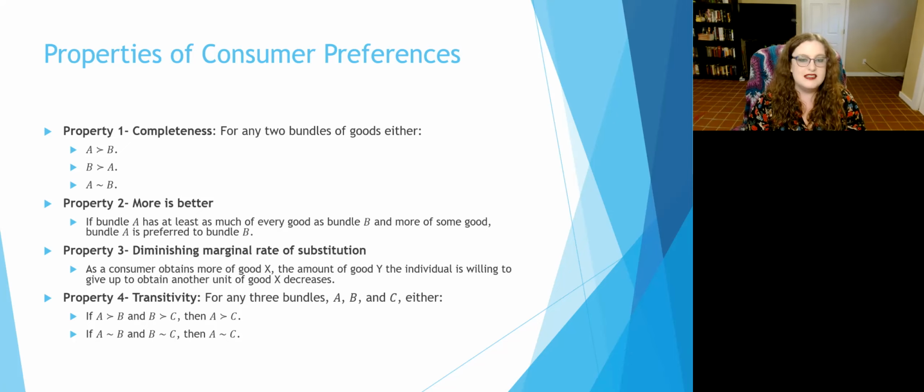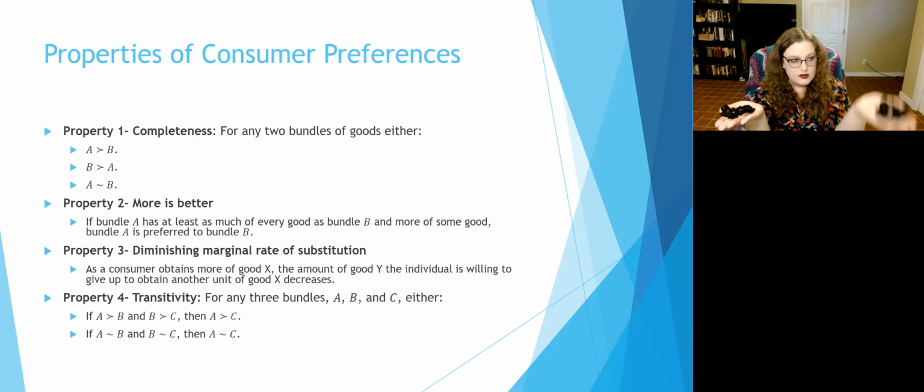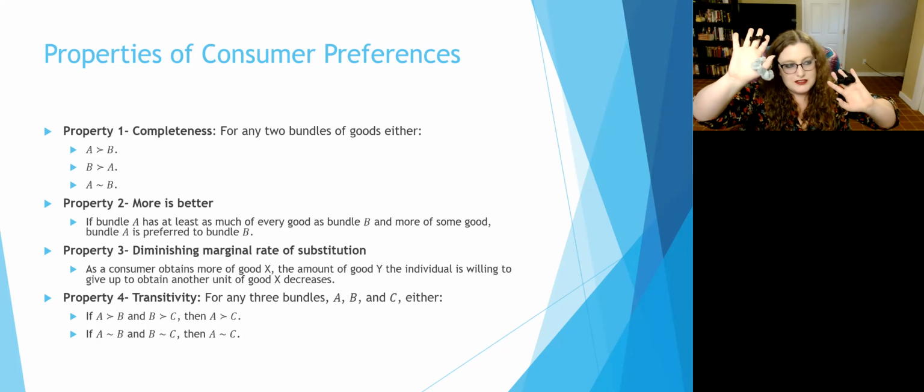If bundle A has at least as much of every good as bundle B, and then more of some goods, bundle A is preferred. So if I have two bundles of goods, they both have a black scrunchie. This is good A, this is good B. You would think that I'm indifferent, except let's say that this one has a black scrunchie and a gray scrunchie. Okay, black scrunchie, gray scrunchie.